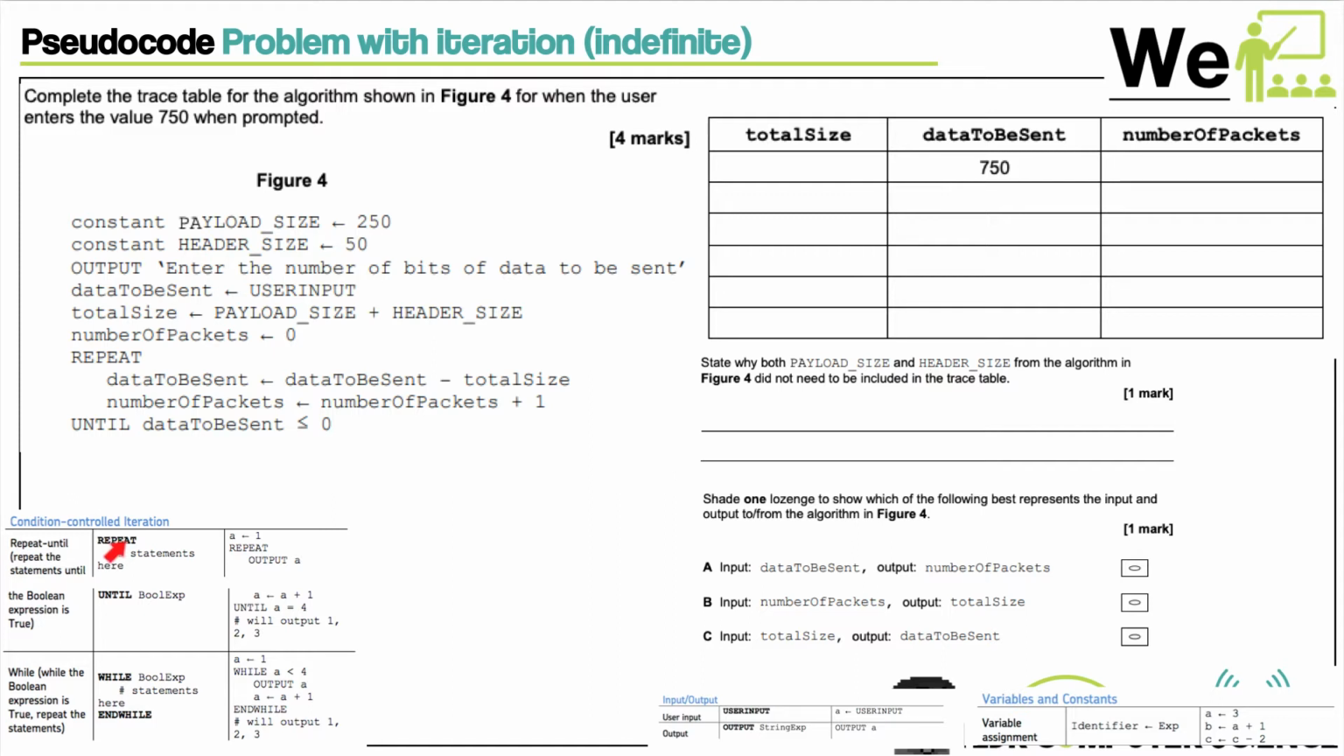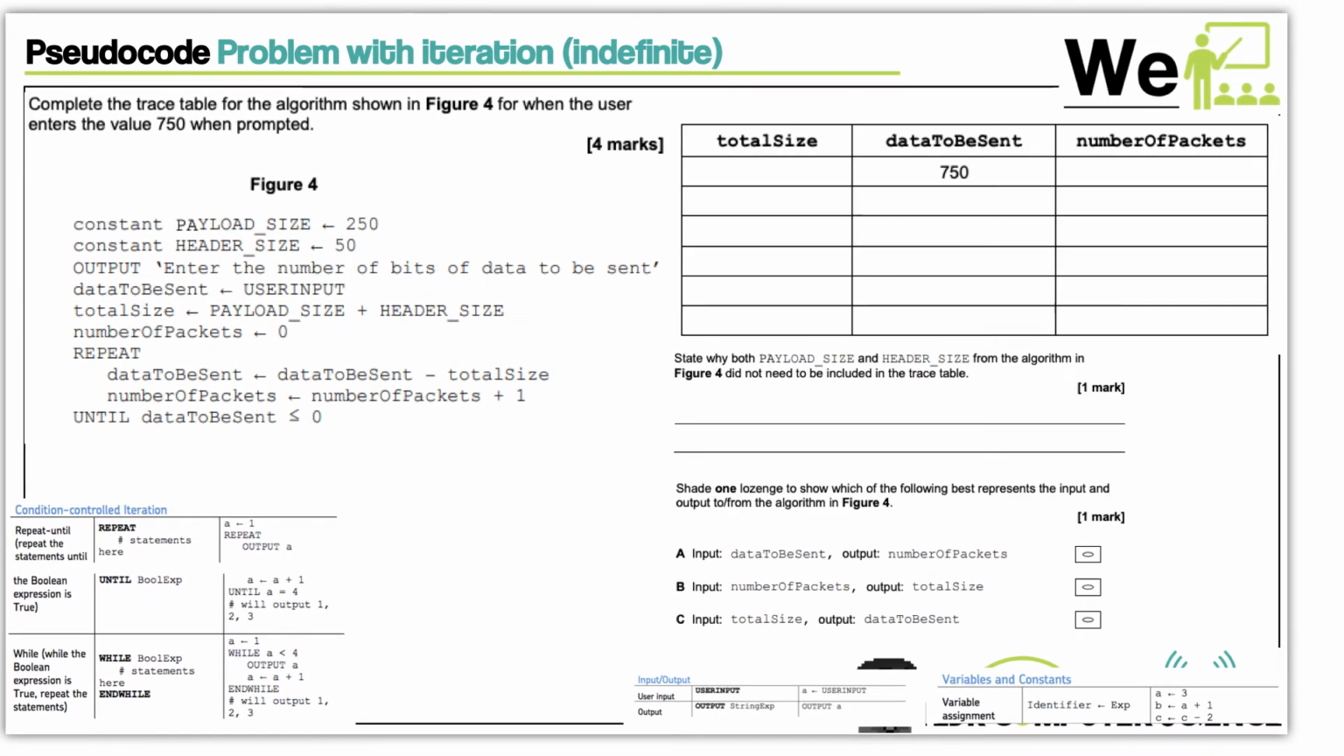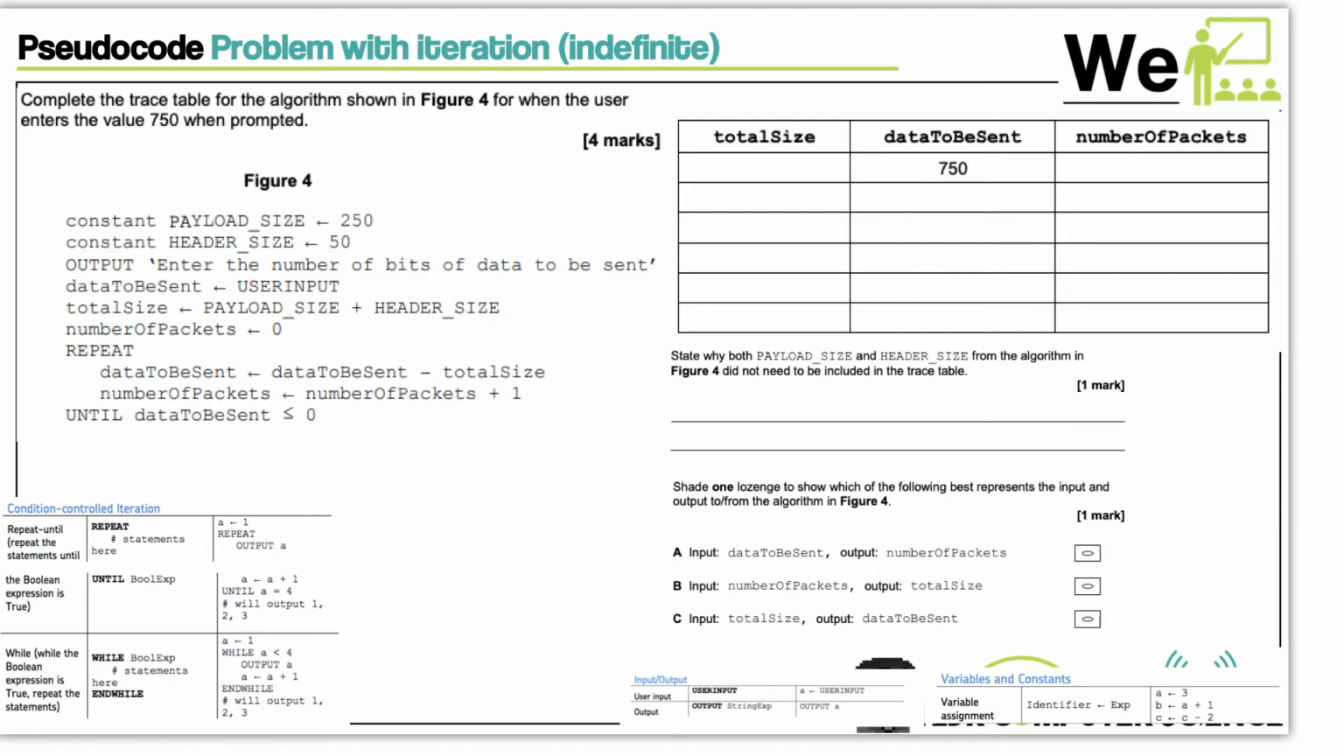And so remember, we've got repeat until loops, while loops, which are for indefinite iteration. And then we have for loops for definite iteration. Now, in this case, what we're actually going to be doing is having a look at this trace table. And this trace table is going to be of the variables total size, data to be sent, and number of packets. Data tables are very common. And so it's not asking you to do the code right now. It's asking you to see if you understand the code.